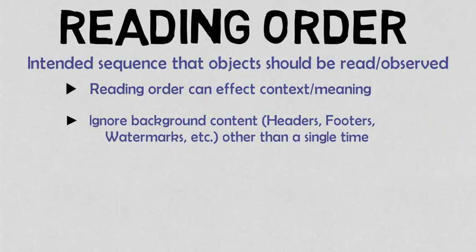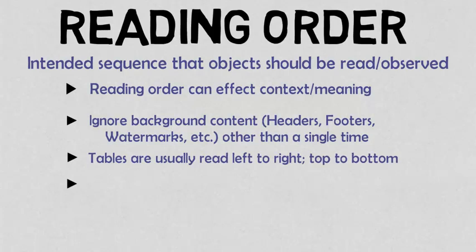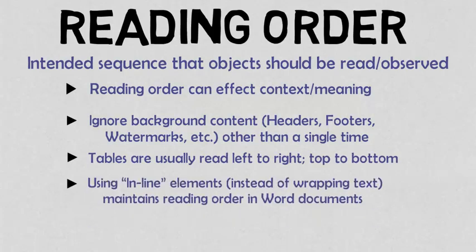Automatic repetitive content, including headers and footers, are usually considered background information and not included in a document's reading order sequence. But any of this information that is considered substantial should appear elsewhere in the document. Decorative and background images and text, for example watermarks, should be considered decorative elements and artifacts and not included in the reading order. Tables are usually read left to right, top to bottom, and the reading order in Word documents can be further controlled by using inline elements.